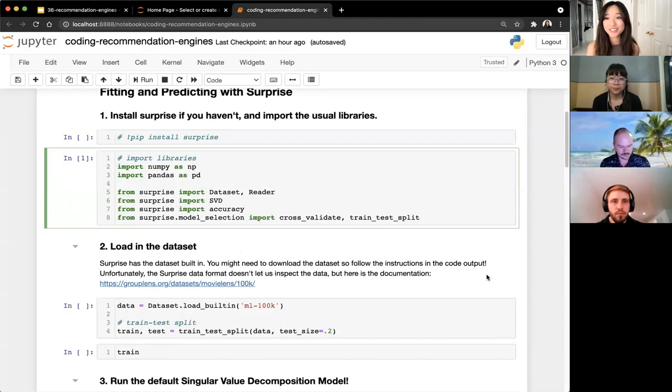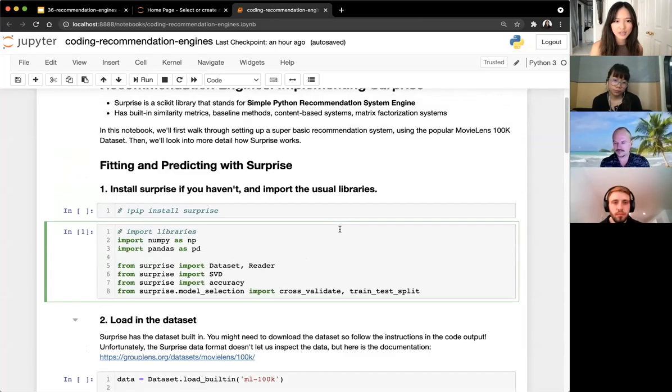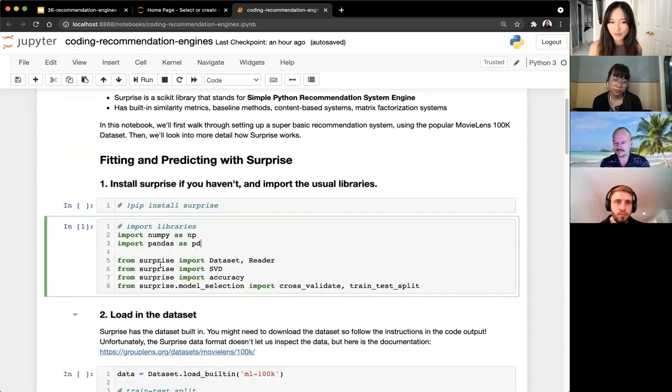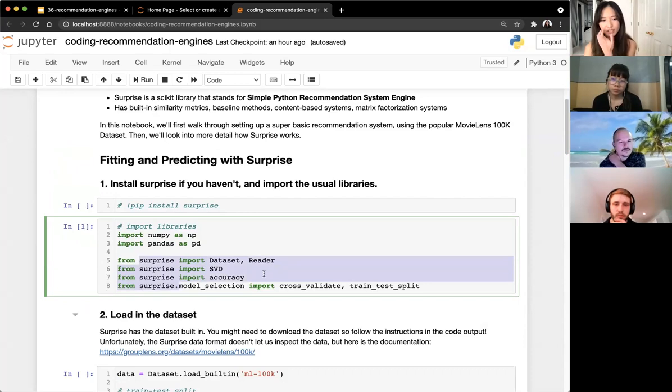Sweet. Code implementation, very, very simple. A couple things that are slightly different. The library that we're using for these algorithms is called Surprise. Surprise is actually built off of scikit-learn.